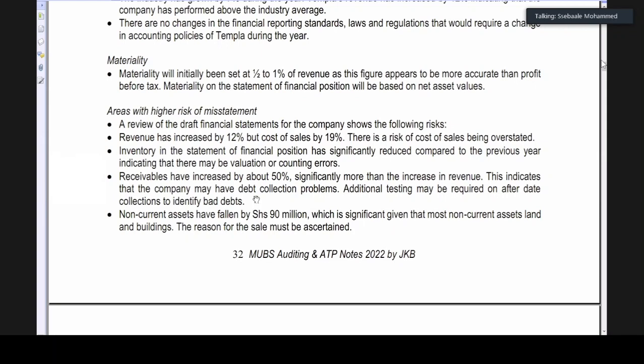Okay? So that is a risk area. Receivables are risky, inventory is risky, cost of sales are also risky. There's a risk of material misstatement. Okay?